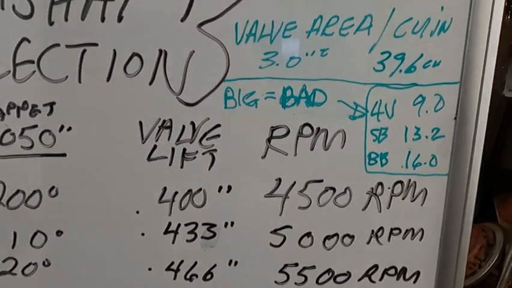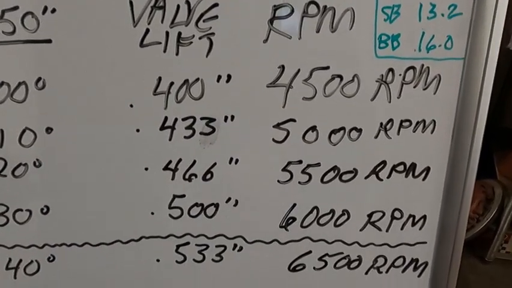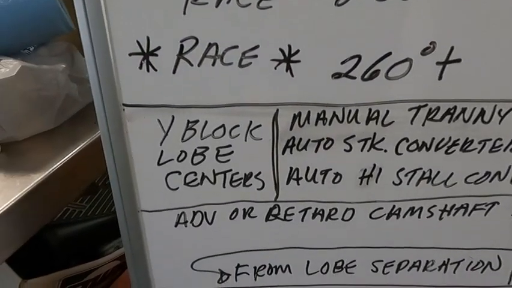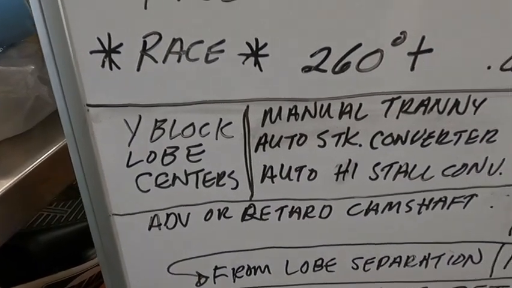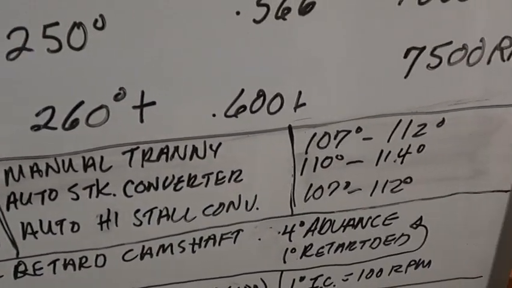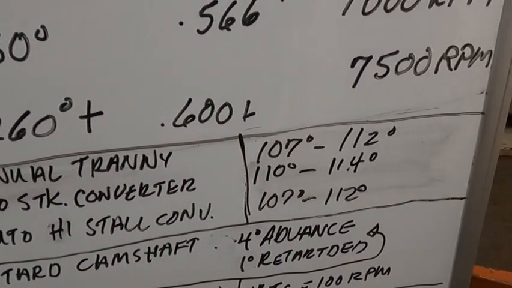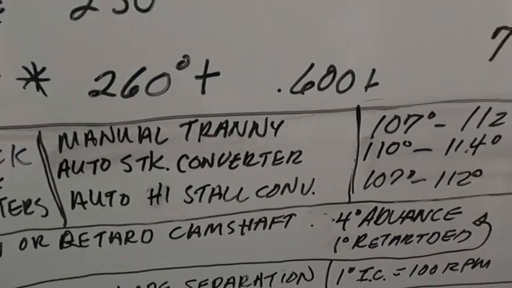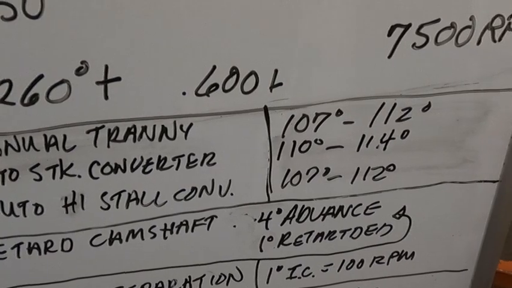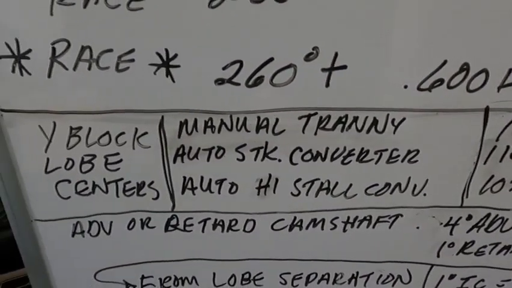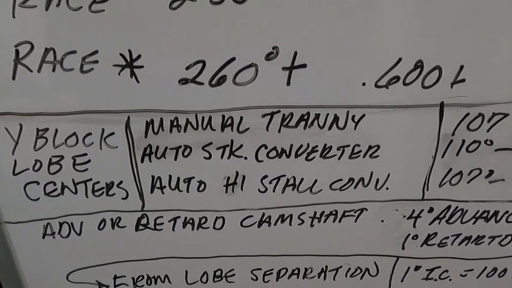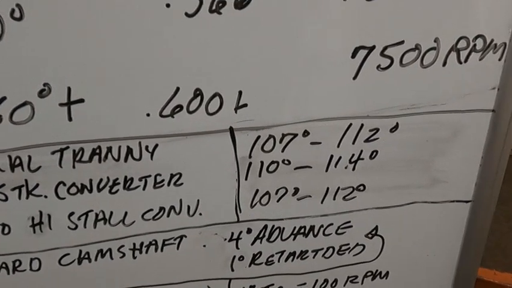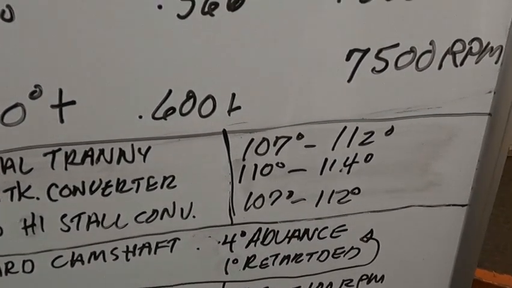Peak, that's what we're calling your horsepower peak for the different durations. So then we move down to lobe centers, Y block, small block, whatever. For manual transmissions, typically 107 to 112 lobe centers. Automatic with stock converter, more like 110 to 114. And if you go back to automatic and you have a high stall converter, then you can definitely play around with the lobe centers and start going more like 107, 112.